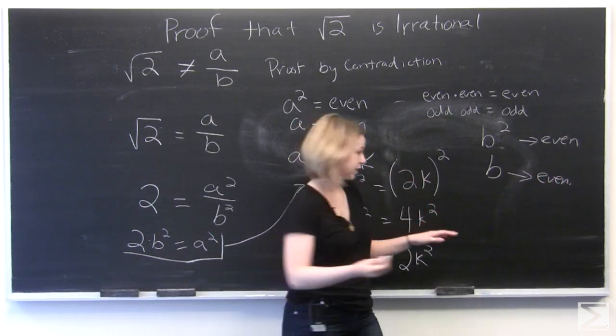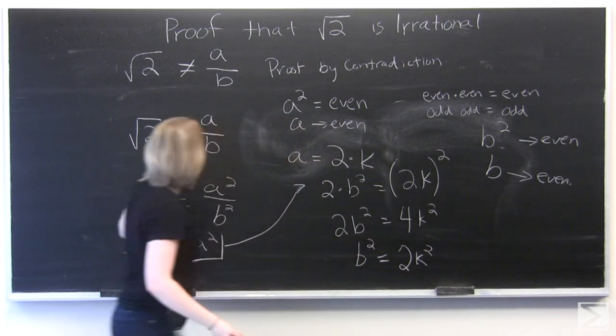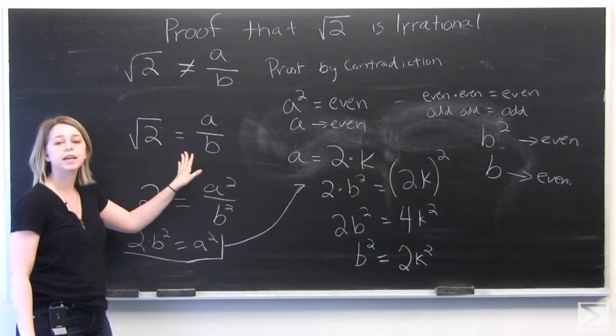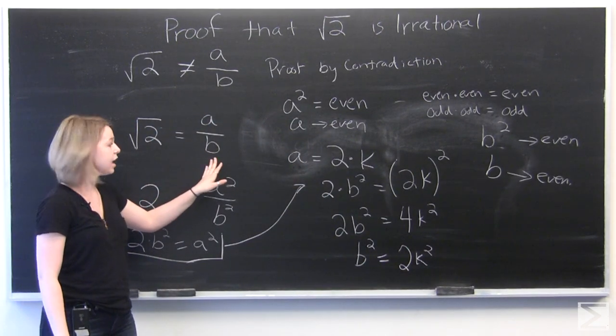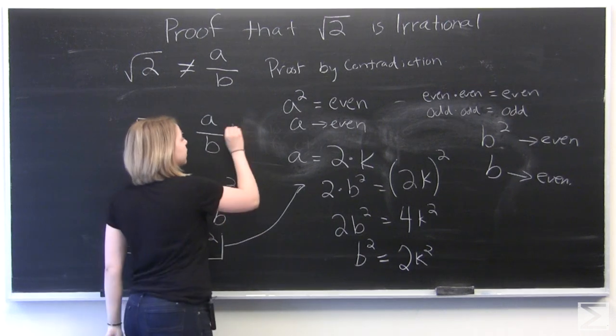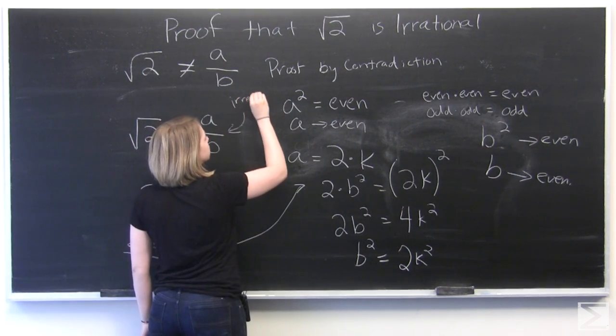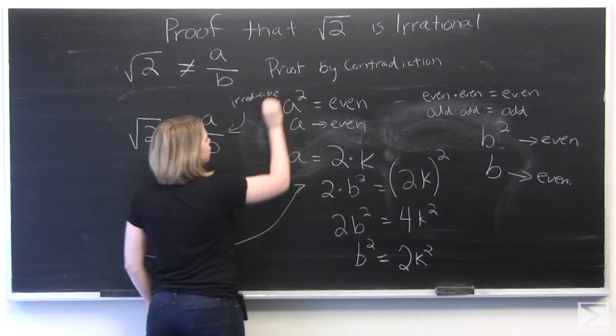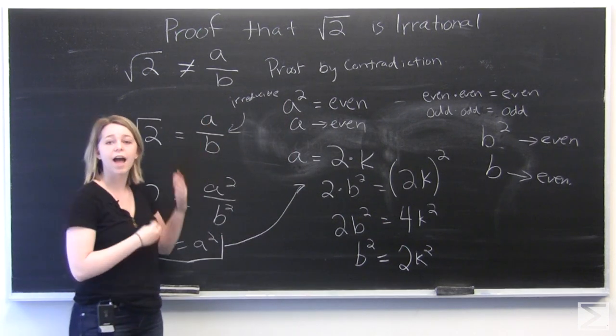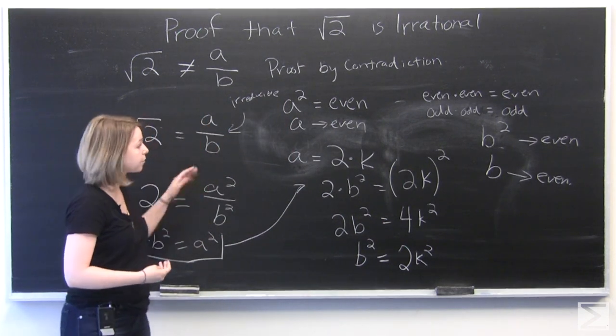Here's where our contradiction is. We started off with the square root of 2 being equal to a over b, and we noted that this must be irreducible. We cannot have any common factors between a and b.